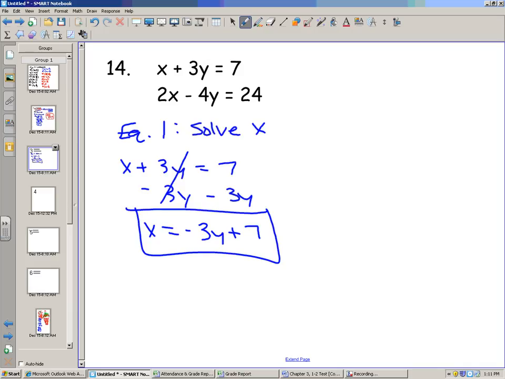Okay, what do I do next? I put the expression that I have solved for x in for every x that we have, yes? So I take equation 2, which is 2x minus 4y is equal to 24. In every place you see an x, what am I plugging in for it? I plug in x. So I'm going to have 2 times negative 3y plus 7 minus 4y is equal to 24. I multitask well.